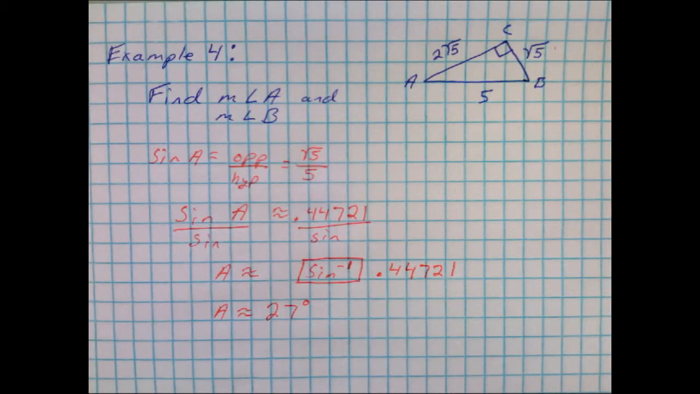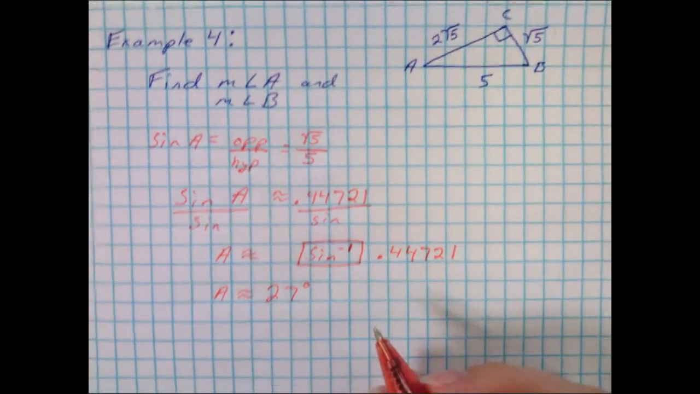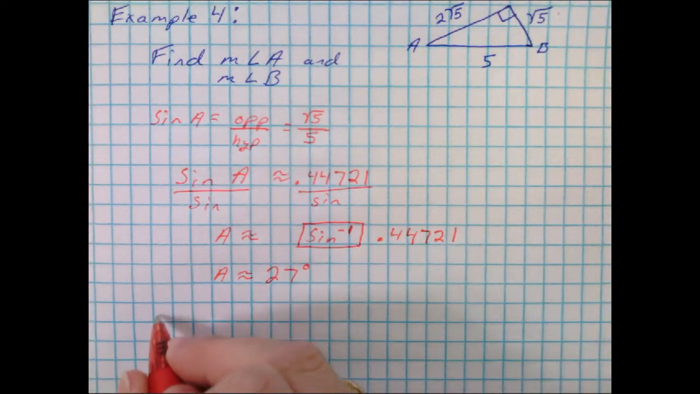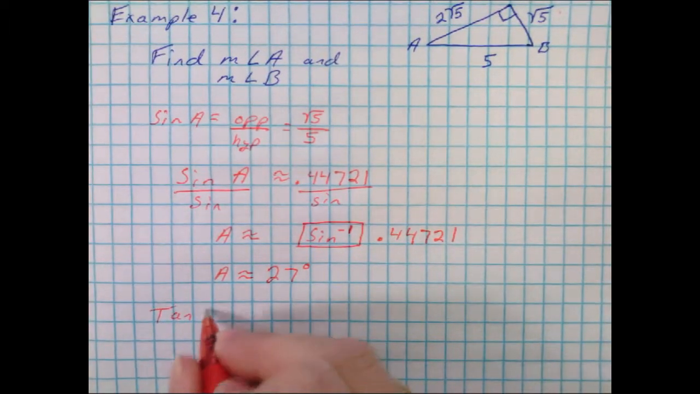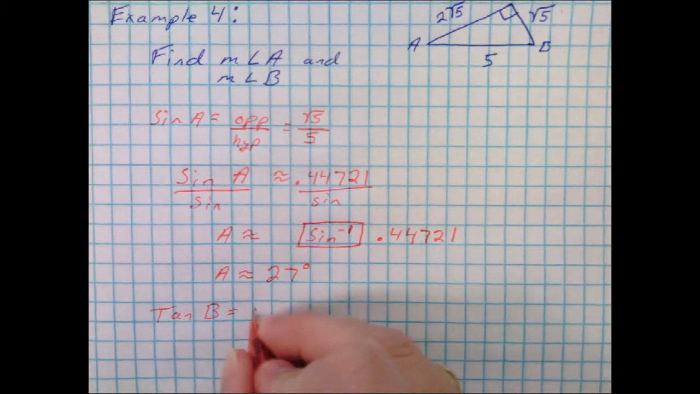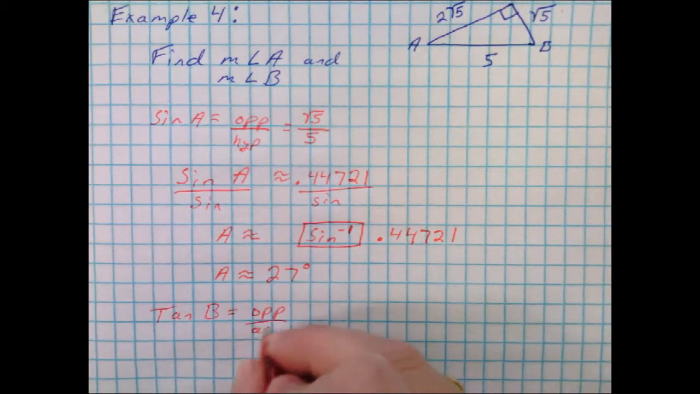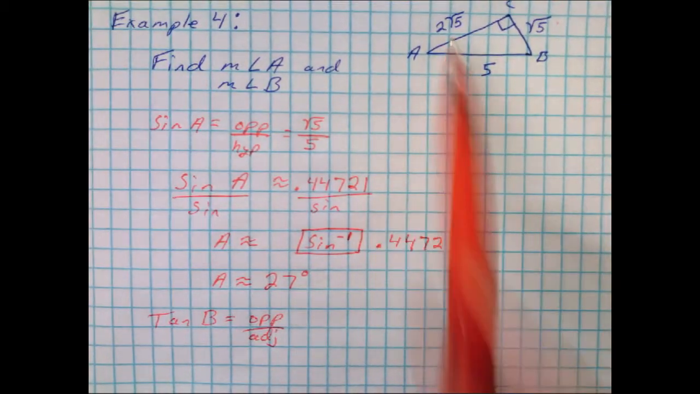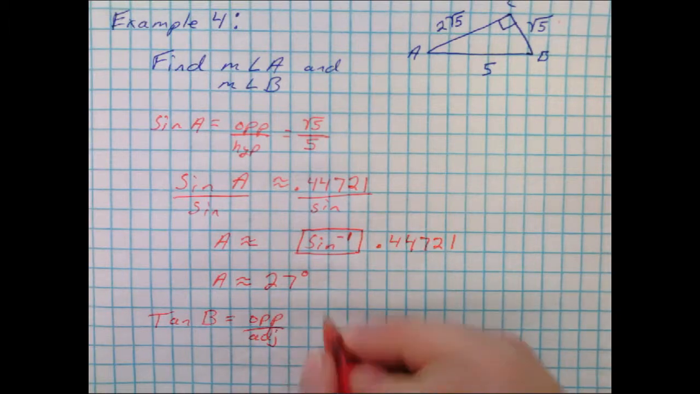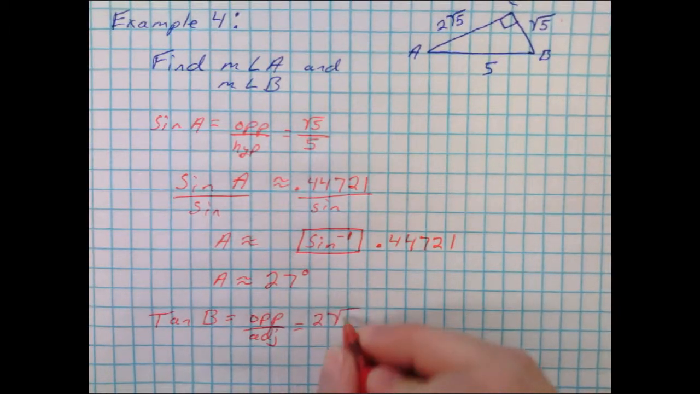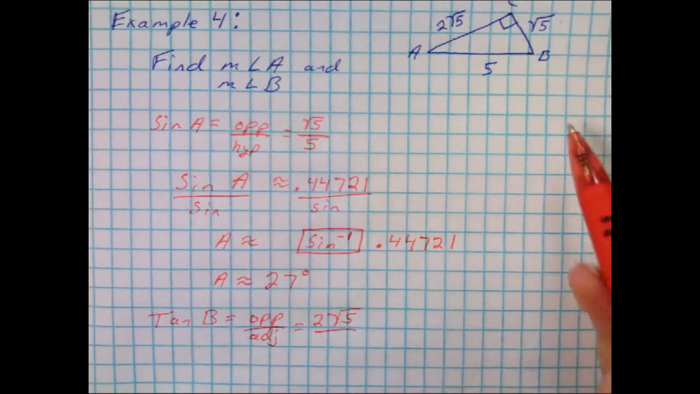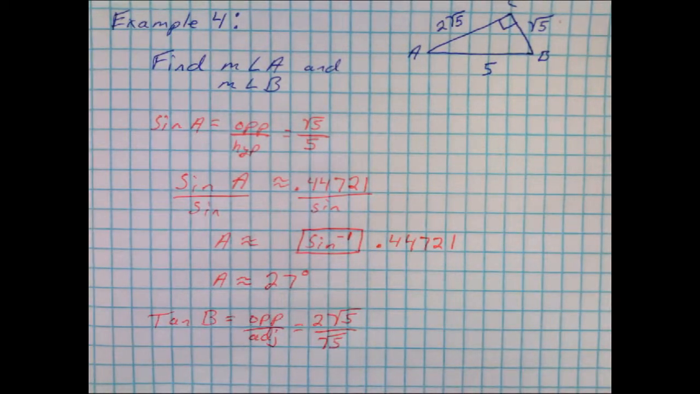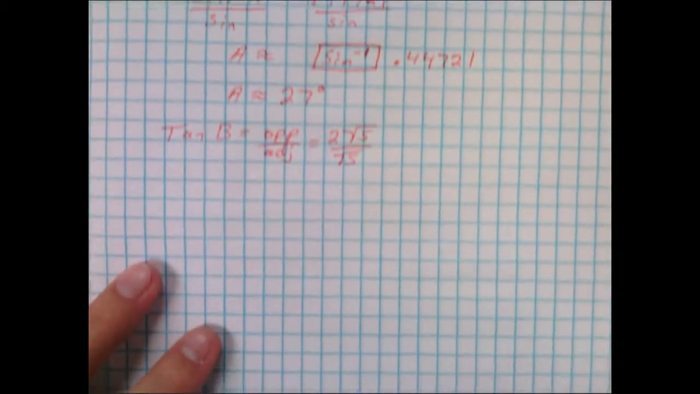Alright, so let's try this for B. So we're going to use a different trig function. So let's do tangent. Tangent of B equals opposite over adjacent. Opposite of B is the 2 square root of 5. 2 square root of 5 over adjacent is the square root of 5. Okay?